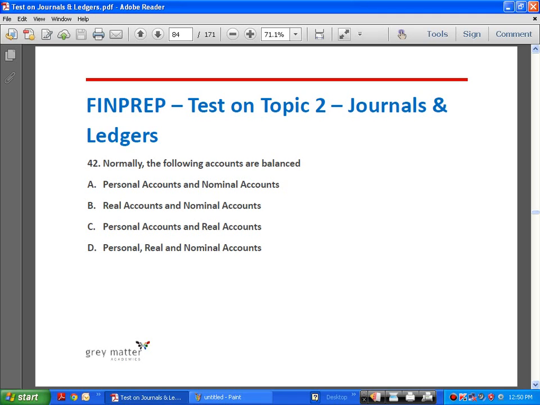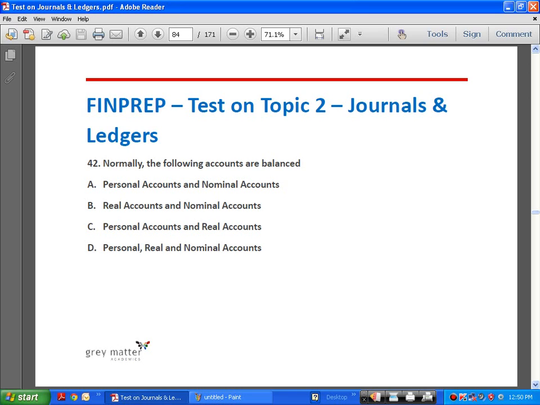And if you notice, the balances in the real accounts and the personal accounts are those that appear in our balance sheet. So the understanding is that normally the accounts that are balanced, and the balances that appear in the balance sheet and are carried forward to the next year as the opening balances, are the real accounts and the personal accounts.